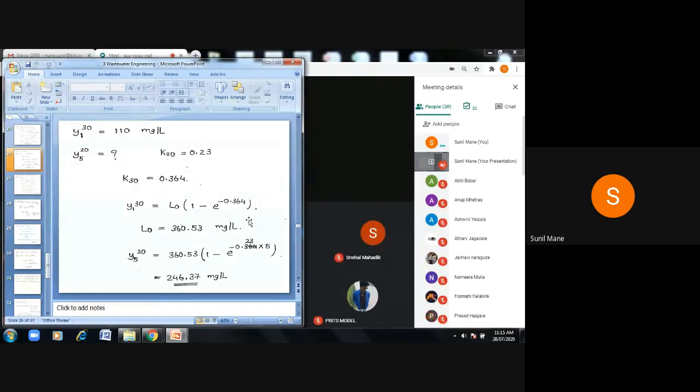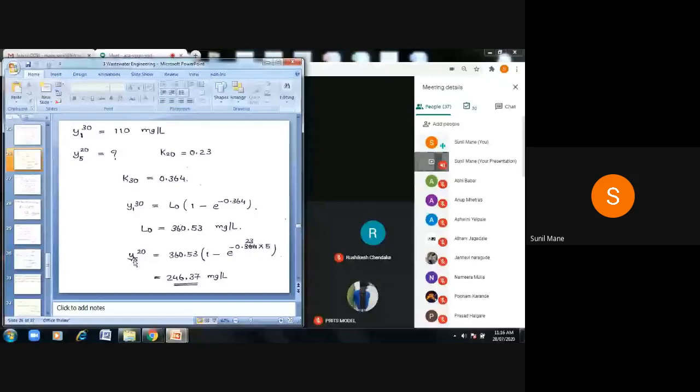Okay, now the next thing we want is this one, that is BOD after 5 days at 20 degrees Celsius. So BOD after 5 days at 20 degrees Celsius would be equal to, again using that formula, L0 into 1 minus e raised to minus k into 5. Here the k would be this one, and L0 would be this one. So based on this, we can carry out the calculation.